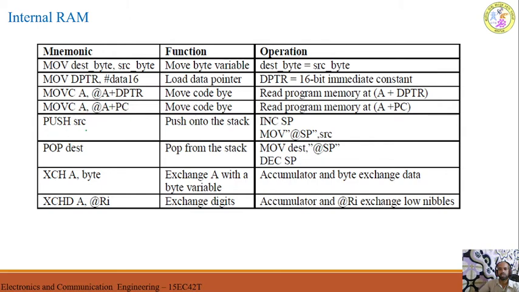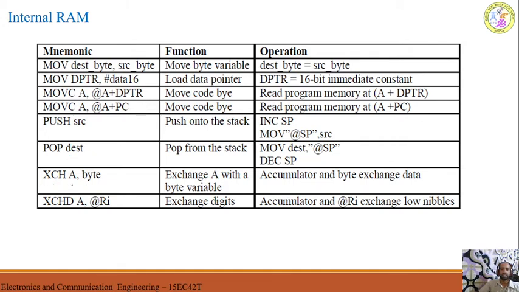And then we have PUSH SRC, pushing the data, copying the data into stack memory, and POP destination. Take the top memory location content into the particular destination. Either it can be a register or another memory location. Usually we use the accumulator to pop as well as to push the data. We can use other general purpose registers also.